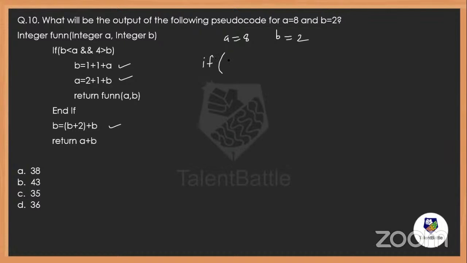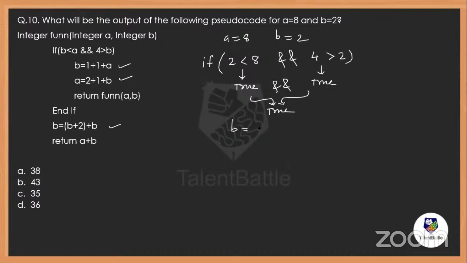B, which is 2, less than A, that is 8, logical and 4 is greater than B value, that is 2. Now 2 less than 8, this is true. Logical and with 4 greater than 2, this is also true. Means both the expressions are true, means final result will be true. As the condition is true, we will go inside and calculate the updated value for B and A.